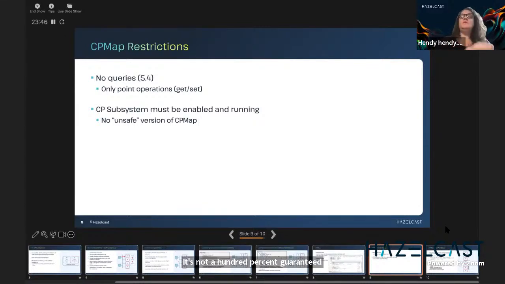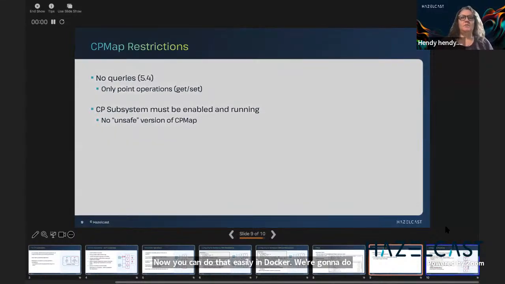CP map only works if the CP subsystem is enabled. If you don't turn on CP subsystem, CP map isn't even available as a data structure. And this is important because when you're creating your coding environment, go back up for just a second. We showed you that you have to have 3 cluster members to be able to run the CP subsystem. So that means that if you are a developer and you need to use CP subsystem, you need to set up a development cluster that has 3 members. Now you can do that easily in Docker. We're going to do that in a second. In fact, I think that is what we're going to do right now.